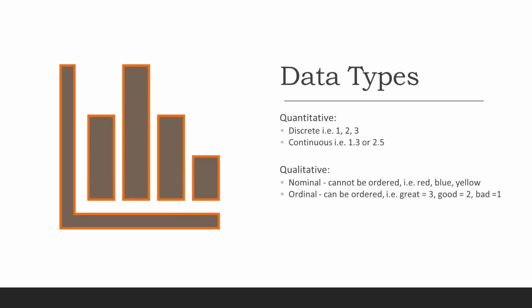Data types: quantitative discrete, like 1, 2, 3, etc., and quantitative continuous, like 1.3 or 2.5. And there is the qualitative data type, the type of data that can only be categorized, like sex, male or female, yes, no, good, bad, great. Qualitative nominal is a type of data that cannot be ordered, for example, colors: red, blue, yellow. And there's qualitative ordinal. Those can be ordered. An example is: great, good, bad.